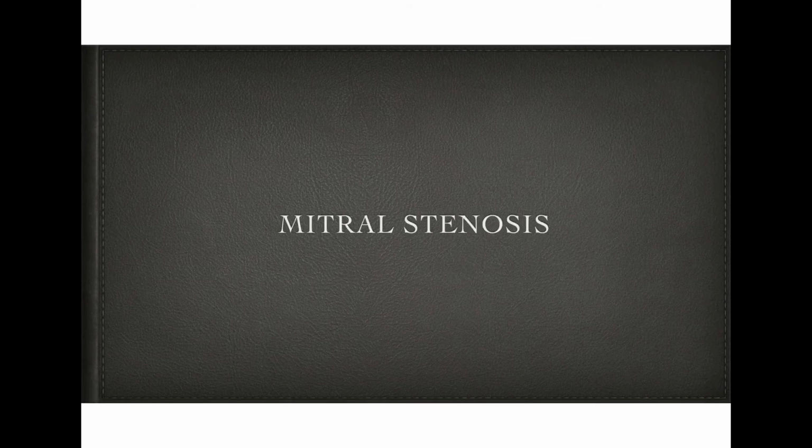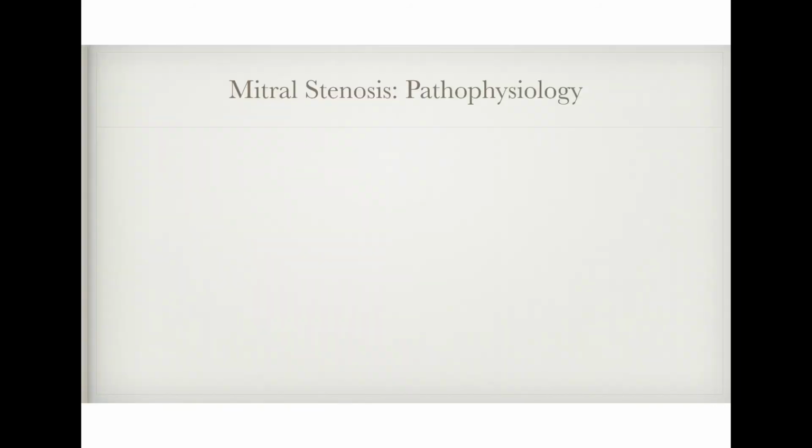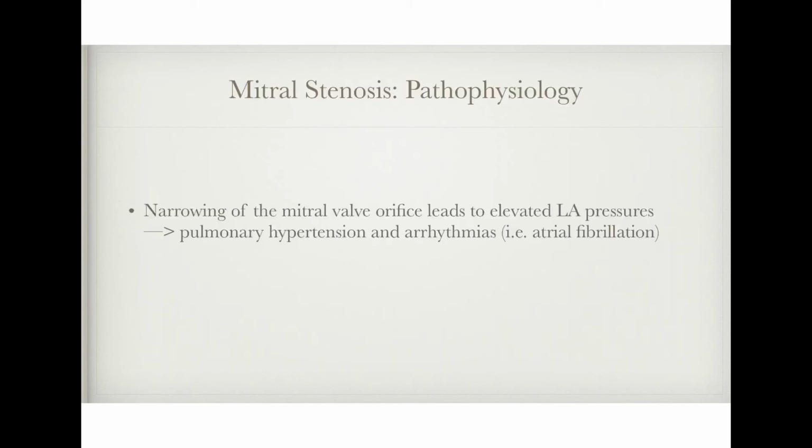Mitral stenosis. The pathophysiology of mitral stenosis is a pathological narrowing of the mitral valve, which impairs diastolic filling of the left ventricle. This also leads to abnormally increased left atrial pressures, which progresses to pulmonary hypertension and atrial arrhythmia, such as atrial fibrillation, as a result of left atrial stretch.